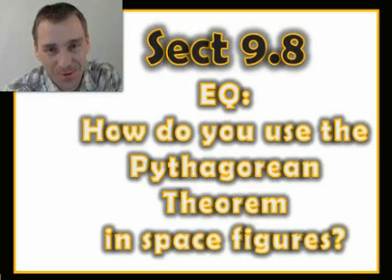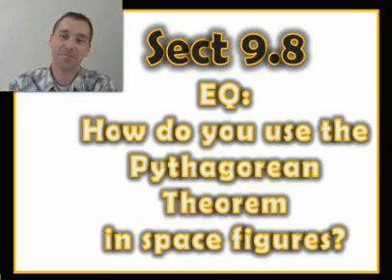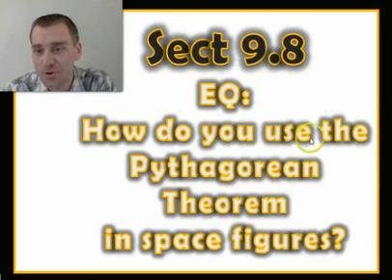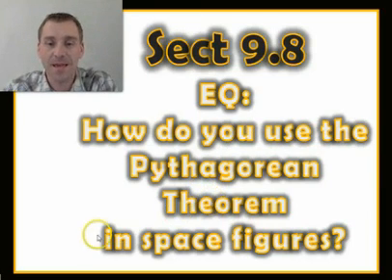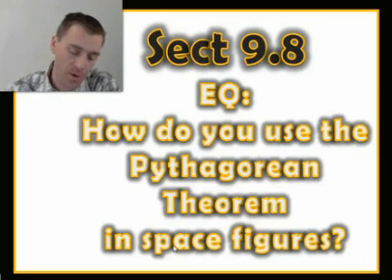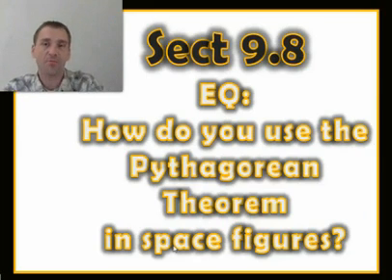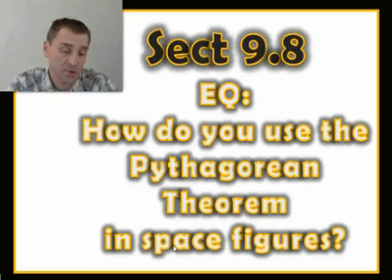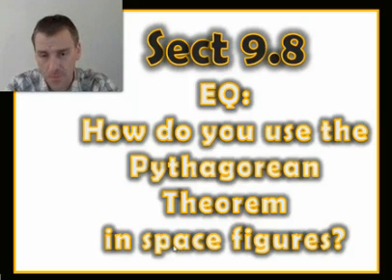Here is your essential question for Section 8 of Chapter 9. How do you use the Pythagorean theorem in space figures? That is correct. By the way, we're going to be talking a lot about three-dimensional figures in this section. Actually, two specific ones: one called a rectangular solid and one called a regular square pyramid, which you'll see.